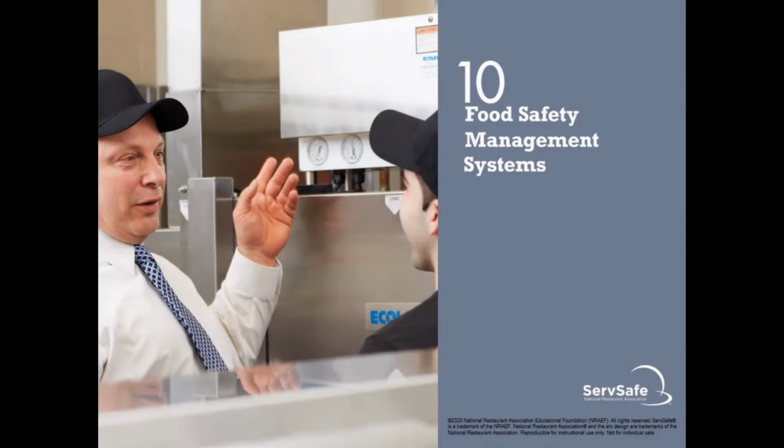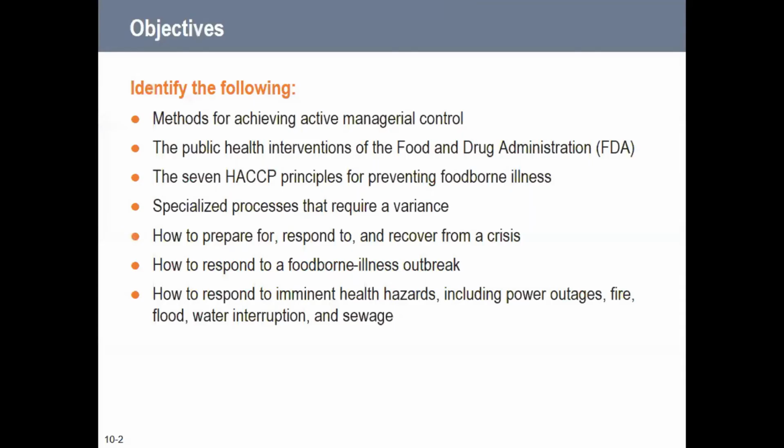Chapter 10 looks at food safety management systems. So in this chapter, we're going to talk about methods for achieving active managerial control. We're going to talk about public health interventions of the FDA, the Food and Drug Administration. We're going to talk about the 7 HACCP principles for preventing foodborne illness.